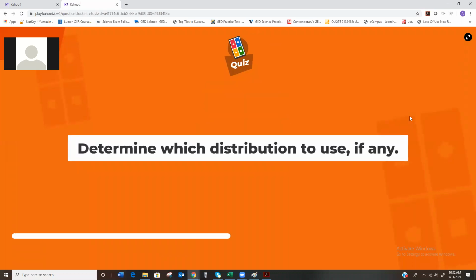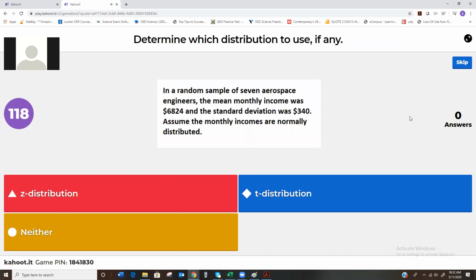All right, determine which distribution to use, if any. Is this a Z or is this a T? So we would use Z if the sigma was given, and we would use the T if the S was given.